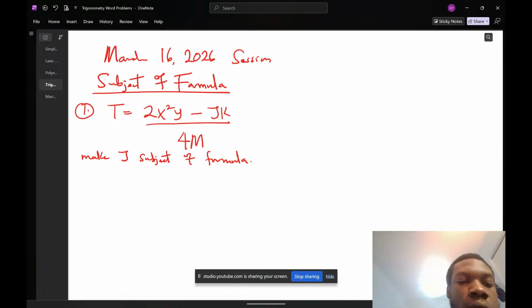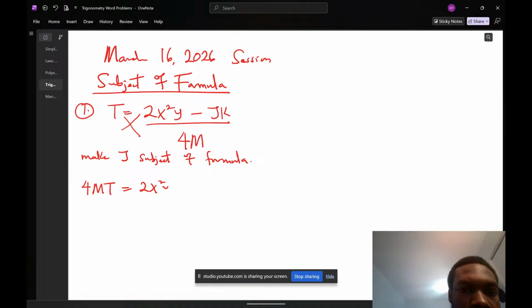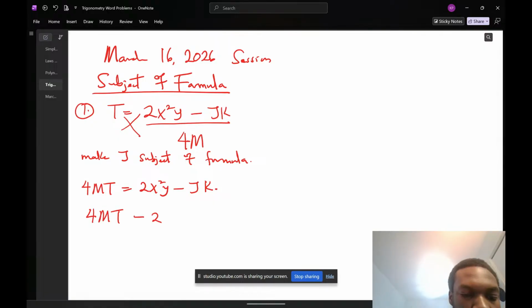So now let's cross multiply. So we cross multiply, we have 4mt is equals to 2s square y minus jk. So we have to make k subject of formula, right? So let's bring this to the other side. So we have 4mt minus 2s square y is equals to minus jk.